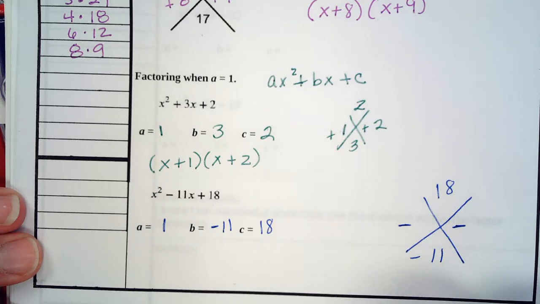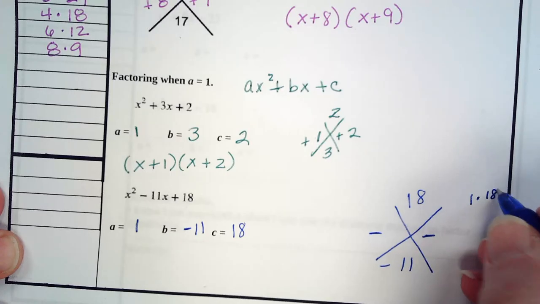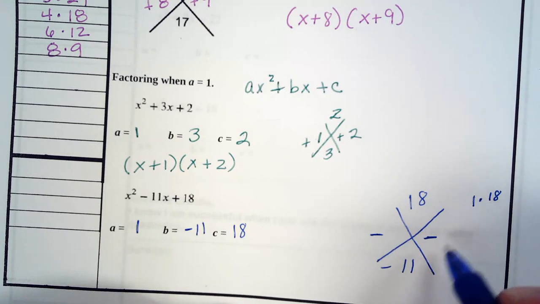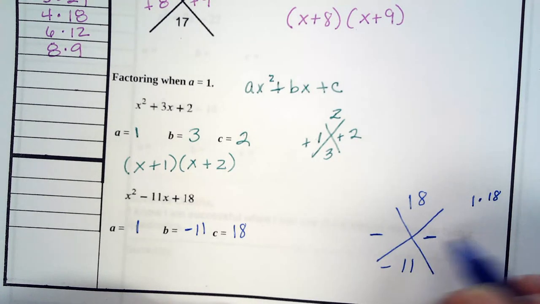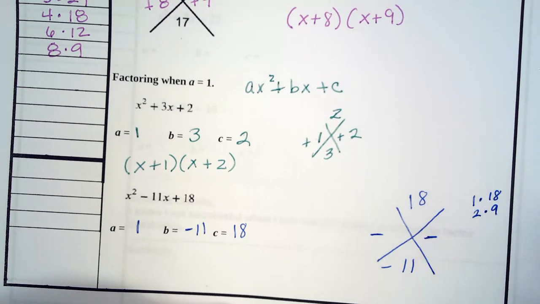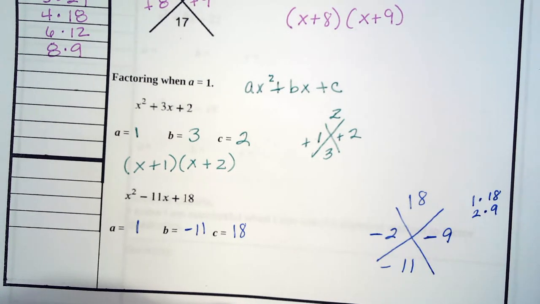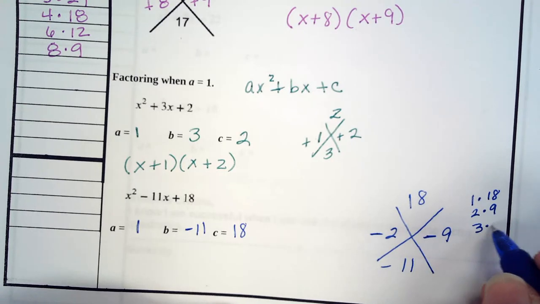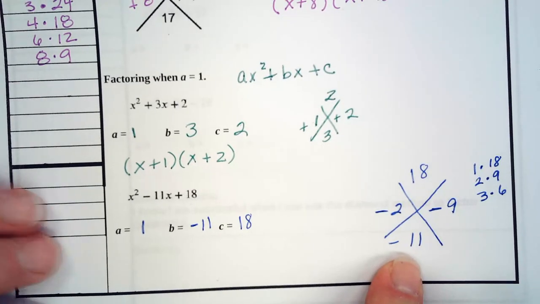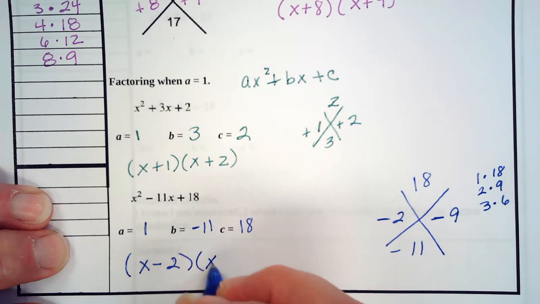So as I'm looking at what my options are, I've got 1 times 18. 1 plus 18 is not 11. We're looking at the sum because we're adding them together. So what adds up to 11? 2 times 9. 2 plus 9 is 11. So I know it's negative 2 and negative 9. There's also 3 times 6, but that only gives us 9. That would not be the correct answer. So this is x minus 2 times x minus 9.